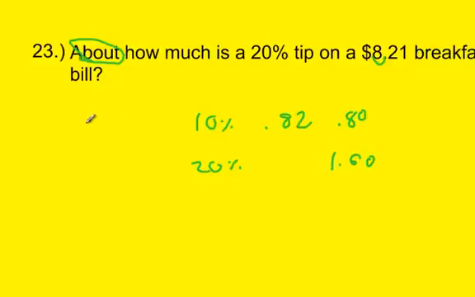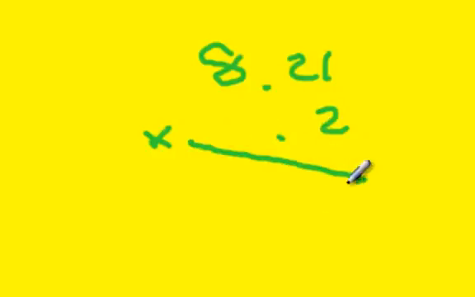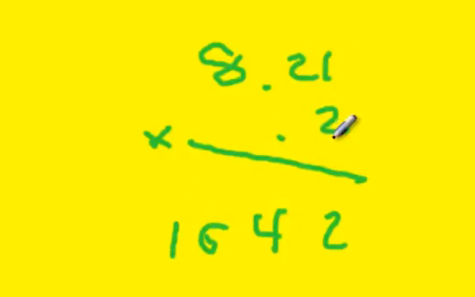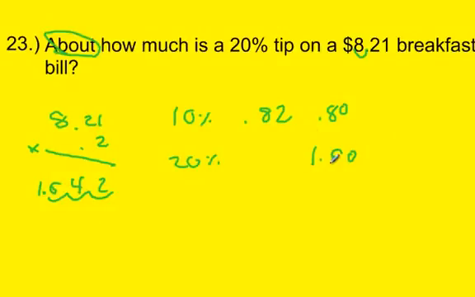By the way, if we wanted to solve it this way, we could. $8.21 and just multiply it times 0.2 or 0.20. I'm just going to use 0.2. 2 times 1 is 2. 2 times 2 is 4. 2 times 8 is 16. And remember, there's 1, 2, 3 numbers after the decimal. So I got to slide it over once, twice, 3 times. $1.64. Not much different from the answer we had before.